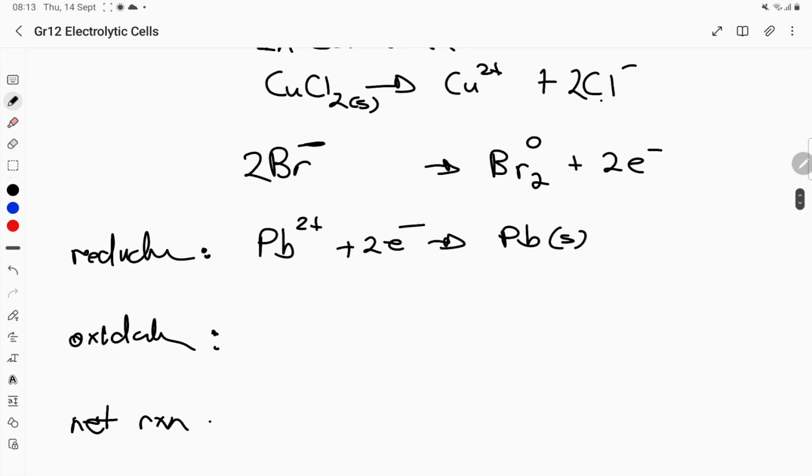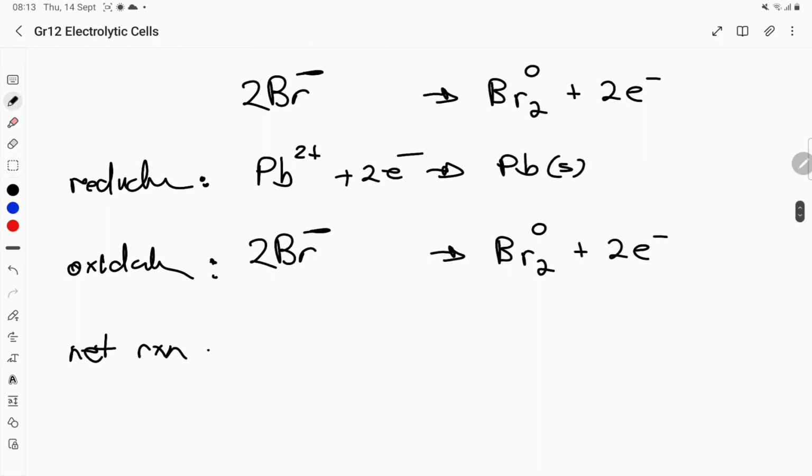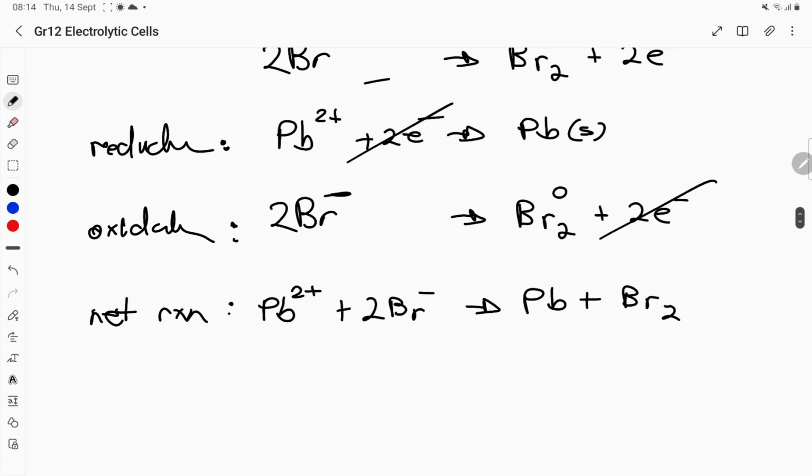And in the oxidation half reaction, we have this over here, and then we look at the electrons. As we know from grade 11, they cancel out, so we just write the net reaction by adding everything on the left and adding everything on the right. Same amount of lead atoms on the left, same amount of bromines on the right, and the total charge is 0 on the left and 0 on the right. So there's our net cell reaction.